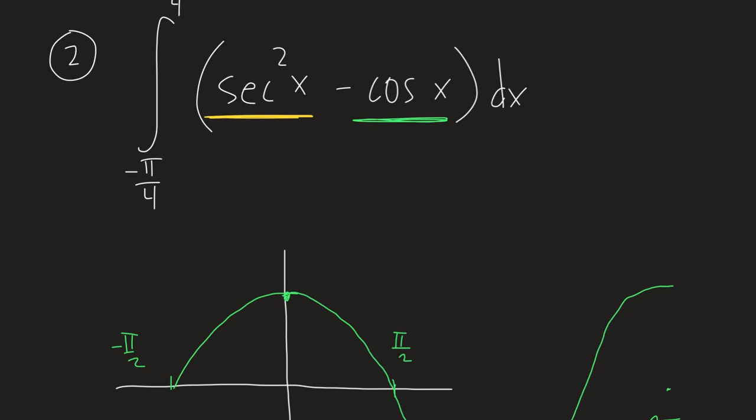Okay, then the secant is the inverse of the cosine. So wherever cosine is 0, secant has an asymptote.